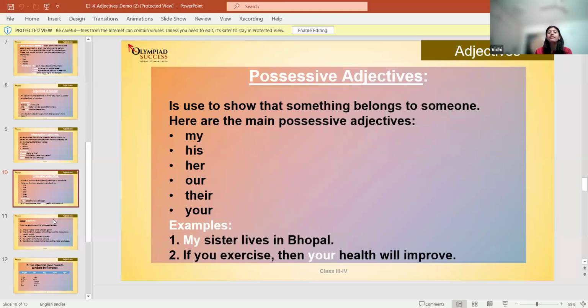Like, my sister lives in Bhopal. So I'm talking about who? I'm talking about my sister, right? If you exercise, then your health will improve. So I'm talking about whose health? I'm talking about someone particular, like, your health. So all of these are showing us a possession. So these are possessive adjectives. My book, his car, her pencil, our house.